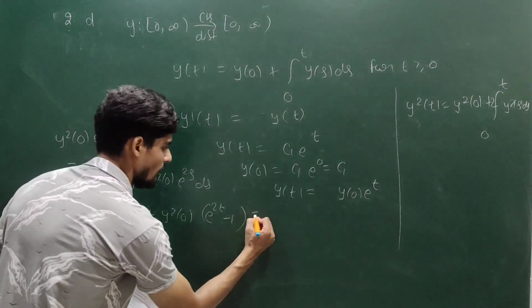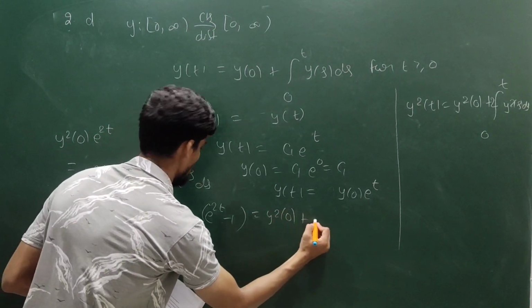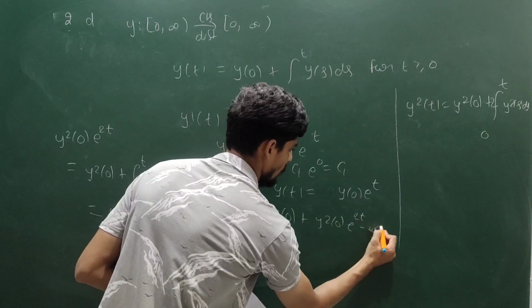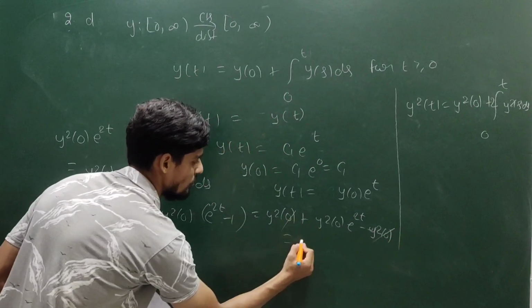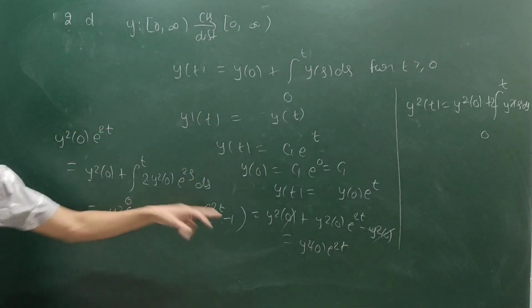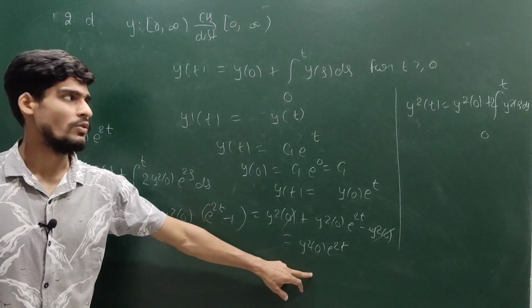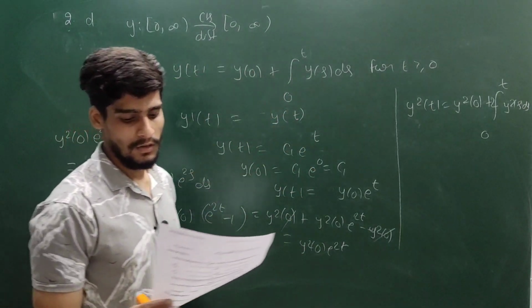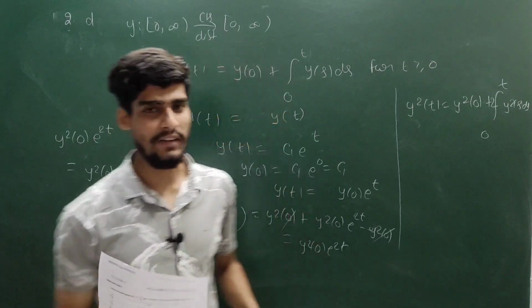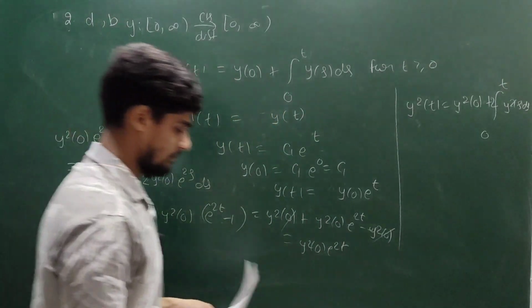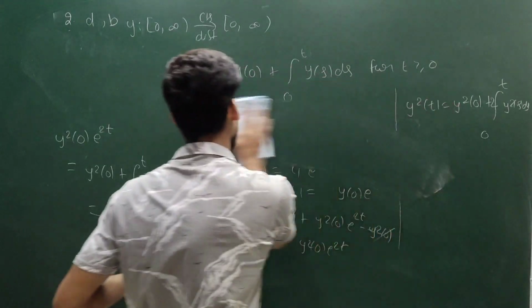So you will be getting y square at 0 plus y square at 0 e power 2t minus y square at 0. So you will be having y square at 0 e power 2t. So your left hand side is same as right hand side. So you are having an exact solution. So you can check every option. So you can check, option B and option D will be correct. This option is meaningless, or you can see the trivial.